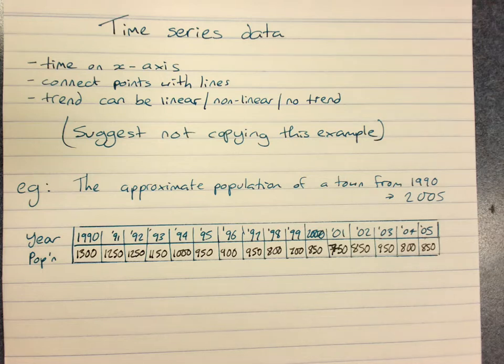Time series data. Time series data is data that has been measured repeatedly over time. It could be measured per hour or per day, per week, per year, and you are measuring a particular variable at intervals in time.